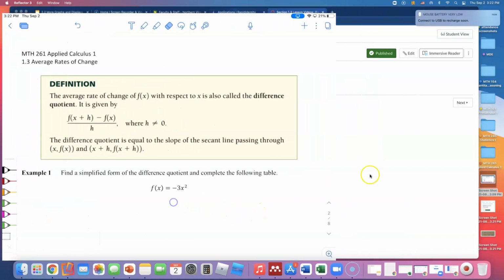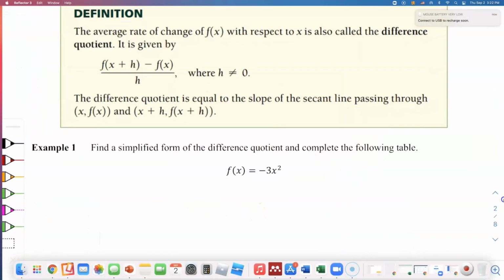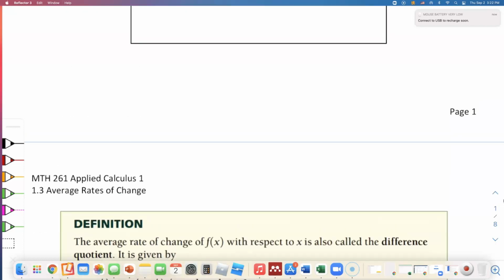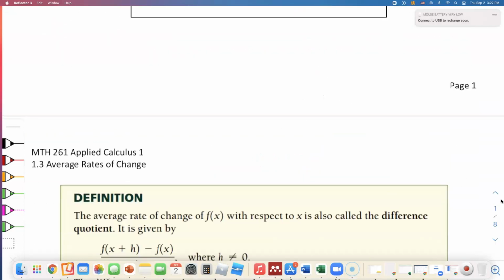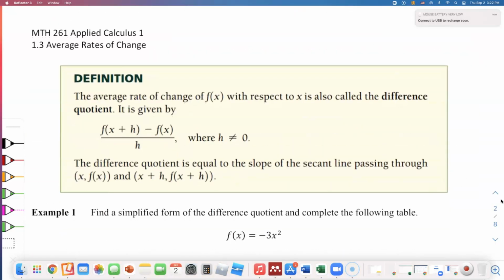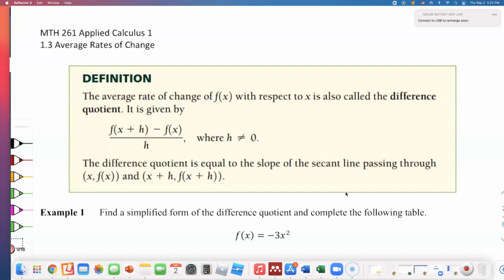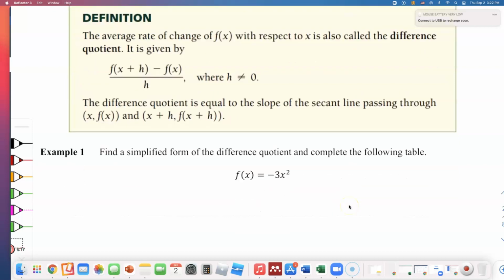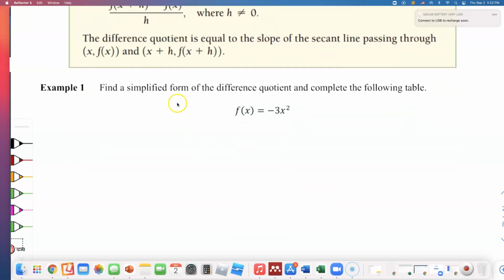I'll come back and talk about the first page, but I wanted to go over a couple examples first, because I know some of you are starting on your homework. So, simplifying the difference quotient is one of the objectives that you learned in Math 161. Same thing, so it's a good review. We're gonna simplify the difference quotient for this function.